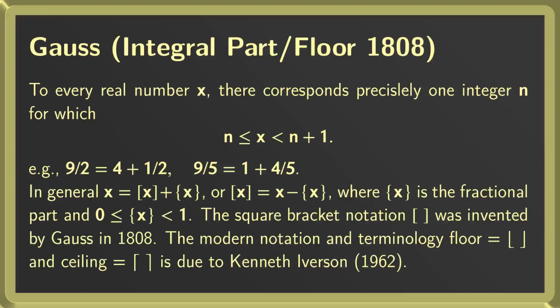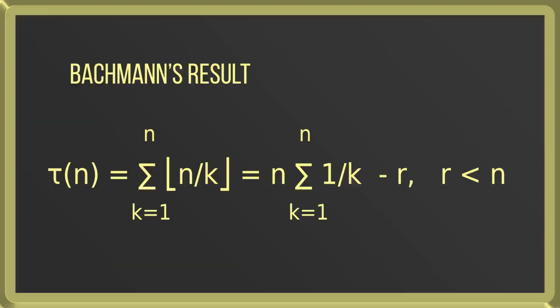Bachmann used the Greek letter rho to denote the fractional part. Since each of the n terms in the sum tau of n gives rise to its own rho, and each rho lies between 0 and 1, we know that tau of n differs from the sum k equals 1 up to n of n divided by k by less than n. As a result, we obtain a nice formula for tau of n, as shown in the slide, where r is the sum of the rows and is less than n.